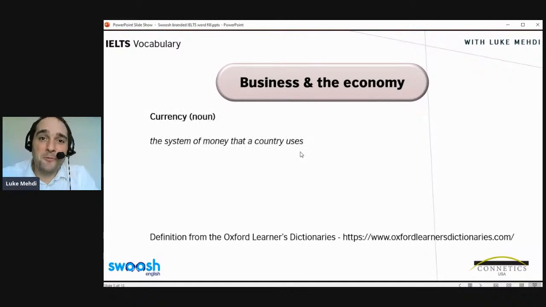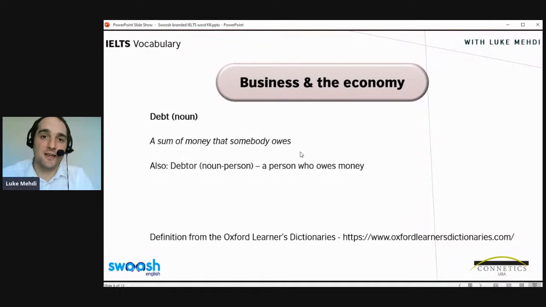So the next one, probably familiar for people, is currency. Currency, the system of money that a country uses. So for example, in America, they use US dollars. In Britain, of course, where I am, we use pounds sterling. So the system of money this country uses is the currency.